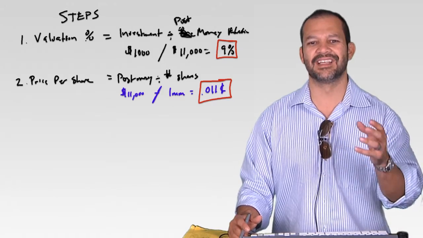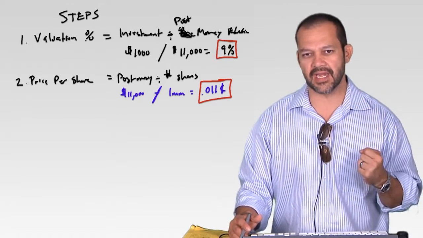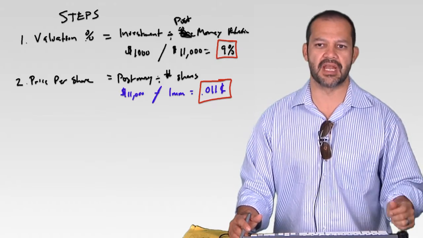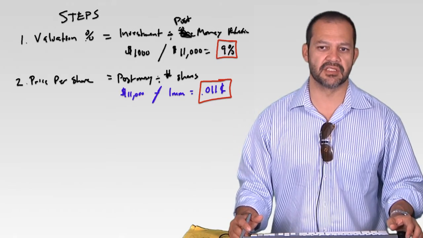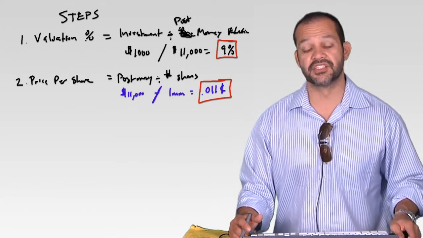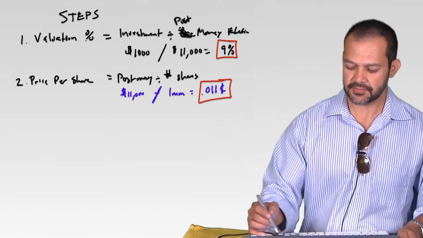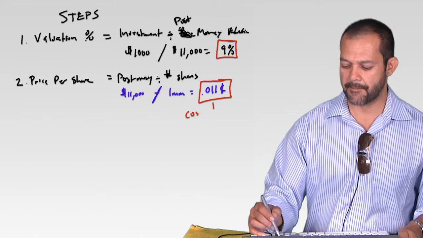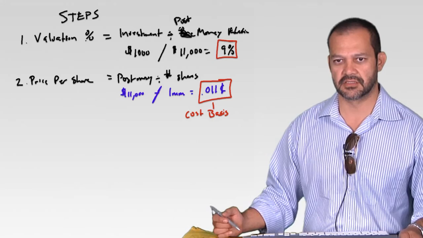What is it that they have given $1,000? What is it that they're getting? Well, so far, your Aunt Hilda knows that she has gotten 9%, and that her price per share, my friends, is a little over 1 cent per share. That is, you can call this her cost basis. Her cost basis right there.